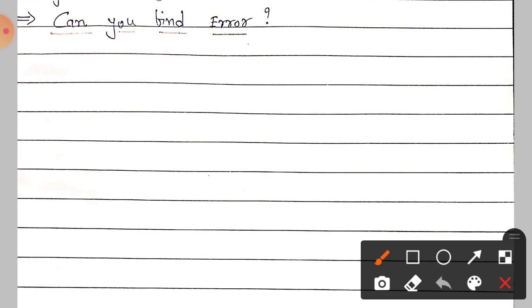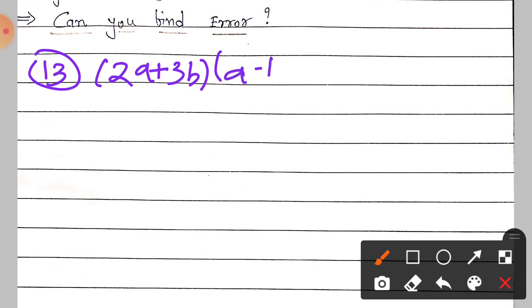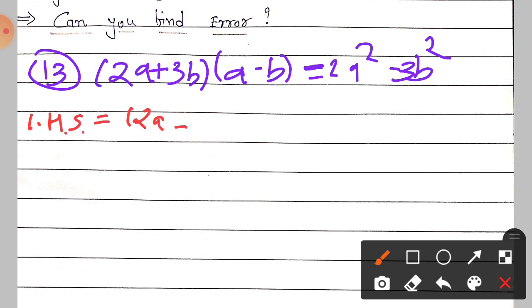Now we solve question number 13, that is, given 2a plus 3b into a minus b is equal to 2a square minus 3b square. Let's check whether it is correct or not. So write the LHS first: 2a plus 3b into a minus b.